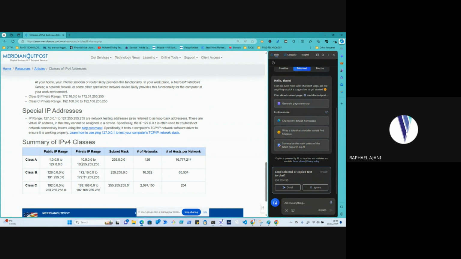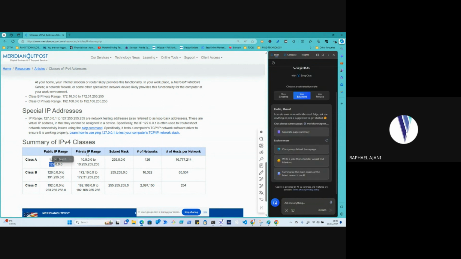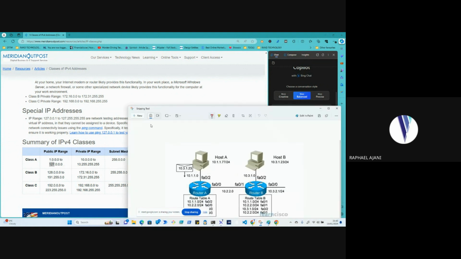For class B, it starts from where this ends, 128, up to 192. But in between these also, we have the private range. So the private range, I can do a screenshot of this for us. Okay, I'll drop it in the WhatsApp later.